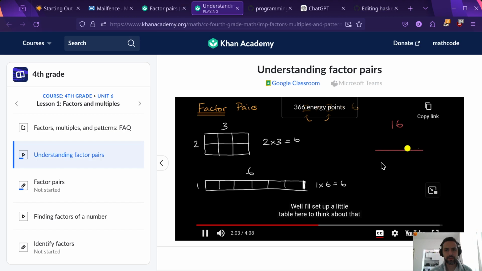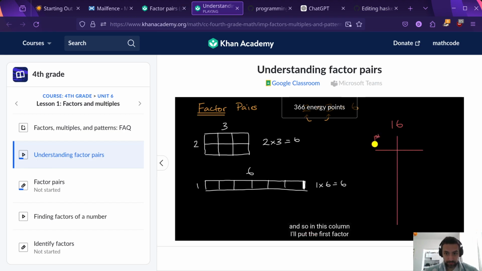A little table here to think about that. In this column, I'll put the first factor, and in this column, I'll put the second factor. The way I like to do it is I start at 1 and I keep working up to the number to try to figure out all of the factors. So let's start with 1. 1 is definitely divisible into 16, and as long as you put a whole number here, it's going to be divisible by 1. What do I have to multiply by 1 to get to 16? We'll have to multiply it by 16. So that's a factor pair right there, 1 and 16.